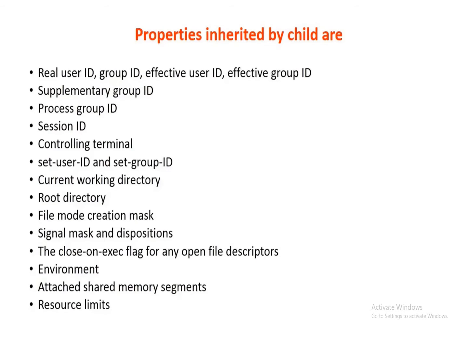Next are the properties which are inherited by the child. Real user ID, group ID, effective user ID and effective group ID are inherited. Supplementary group ID is also inherited. Process group ID, session ID, set-user-ID and set-group-ID are all inherited. Even the controlling terminal, current working directory, root directory and file mode creation mask are inherited by the child. Even resource limits, environment, and attached shared memory segments are inherited by the child whenever the parent creates a child.